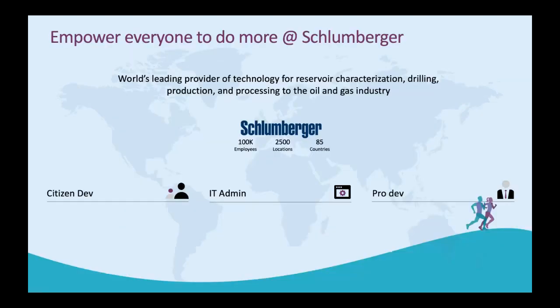Okay, so now to the fun stuff. So I work for a company called Schlumberger. We like to empower everyone to do more. So we are the world's leading provider of technology and reservoir characterization, drilling, production, and processing in the oil and gas industry, or the services industry, the energy services industry as we call it. So Schlumberger has about 100,000 employees across 2,500 locations in 85 countries.